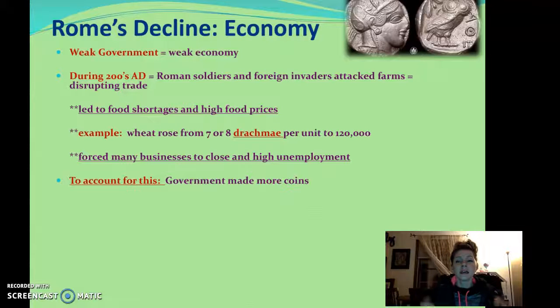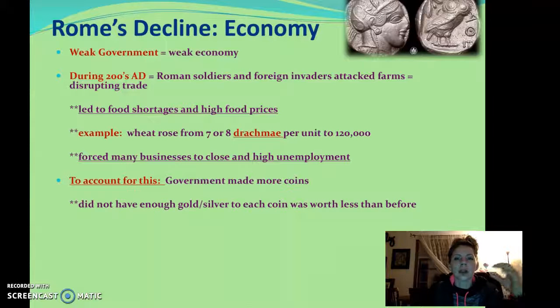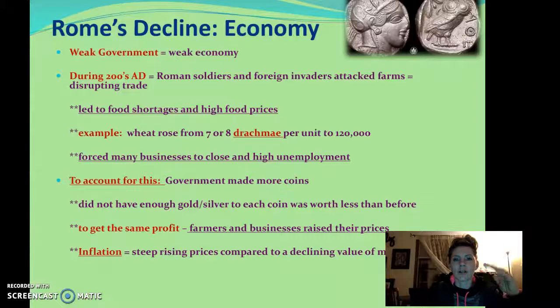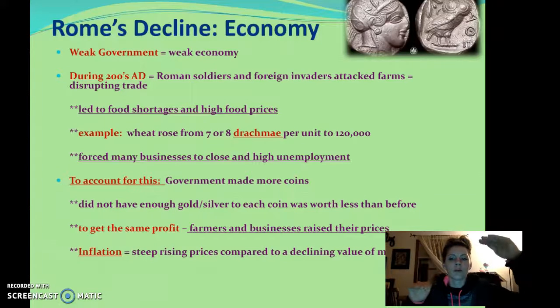The problem is, if you make coins when you actually don't have that money, that's not in circulation, and you're just adding more coins to it, it actually makes the value of your money go down. Okay, so you're adding in new coins that you technically don't really have in your economy. It's going to make the value of that decrease. So this whole idea is called inflation. Inflation means the value of your money is going down while the prices of your product is going up.